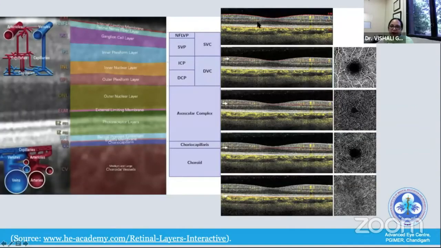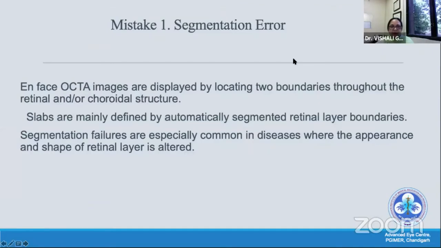Now, what do we mean? We have the structural OCT and we put the boundaries depending on which layer we are going to study the vascular network. So this is how the superficial, intermediate, which is a very narrow zone as you can see, the deep, and finally the choriocapillaris. Now you can understand that if by mistake you are not marking this boundary, you will not be seeing the particular layer which you wish to. So that is one of the common mistakes one makes in OCT angio interpretation, the segmentation error.